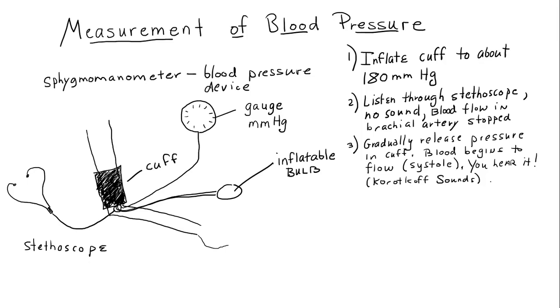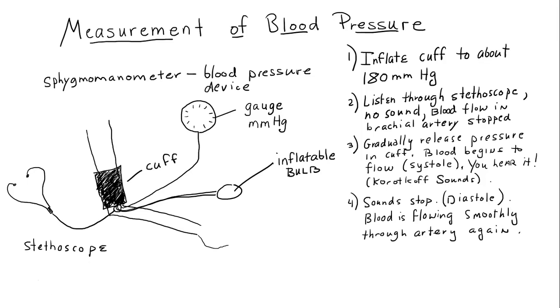Then obviously those sounds are going to stop, because the blood is going to flow smoothly again, and we call that diastole. So the measurement of blood pressure is systole over diastole. For a typical person, it'll be 120 over 80, which is considered to be normal.